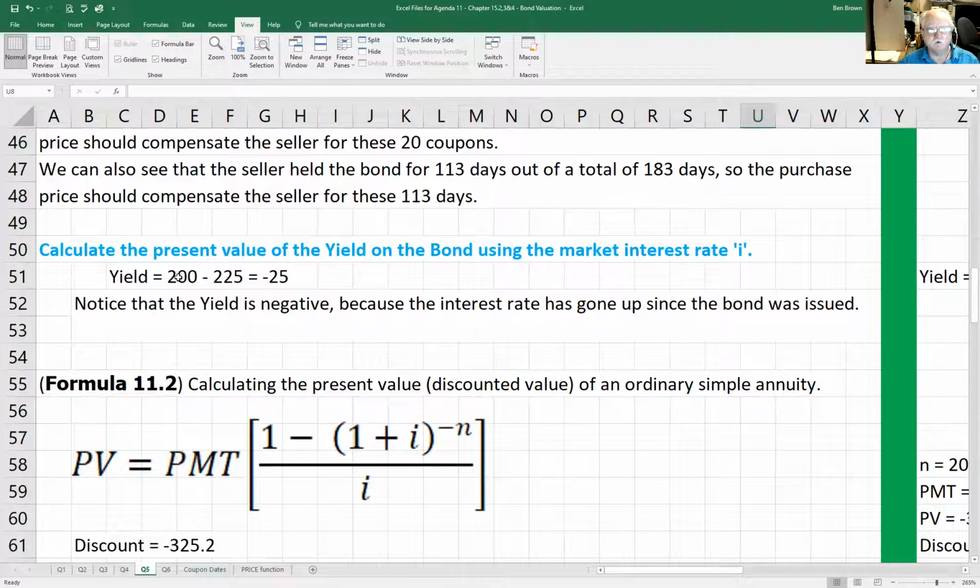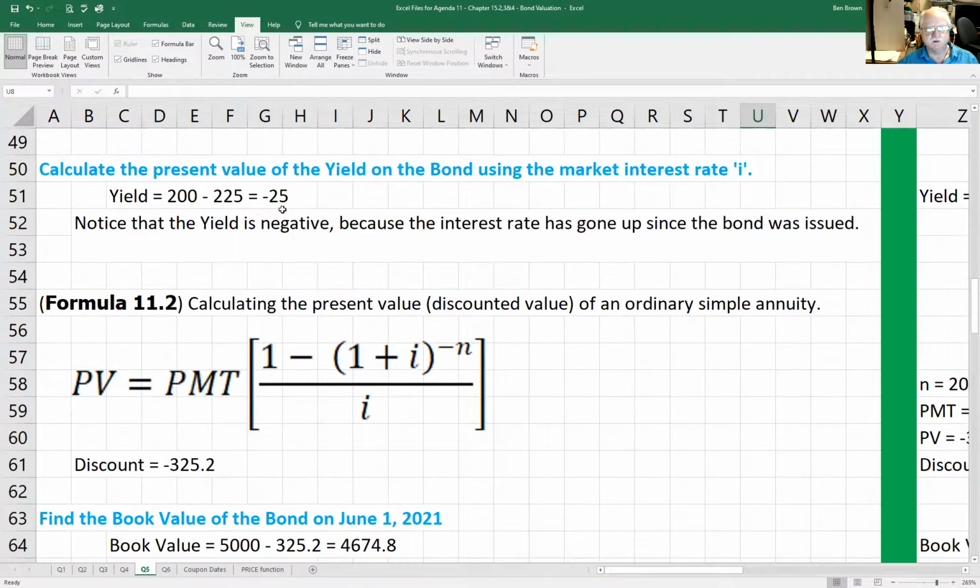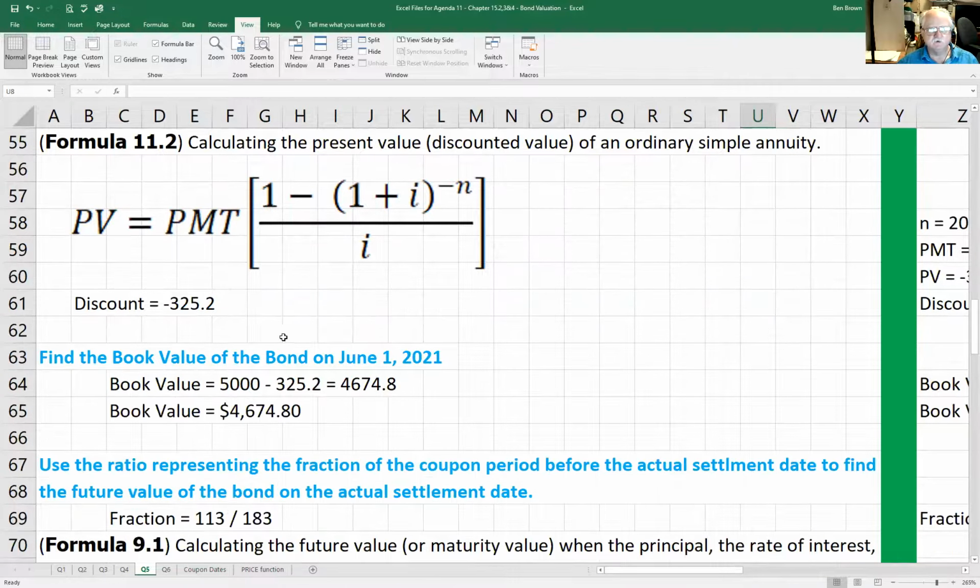So when we do 200 minus 225, we get a negative 25. Notice that the yield is negative because the interest rate has gone up since the bond was issued. We find the present value of this income stream, and it works out to be negative because this number is negative. And so it's a discount, not a premium.